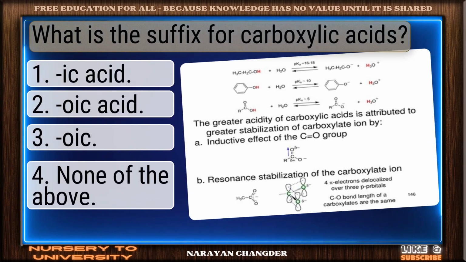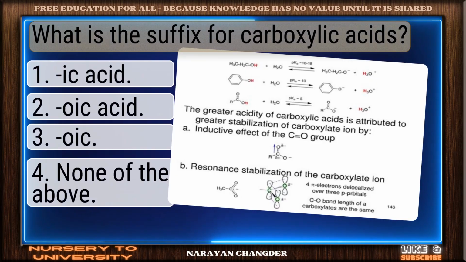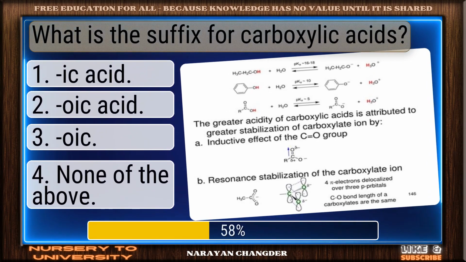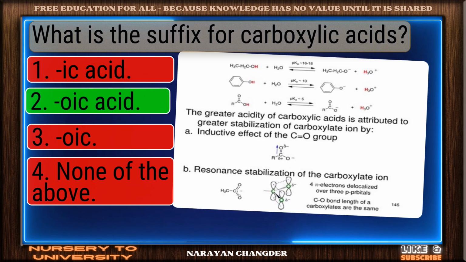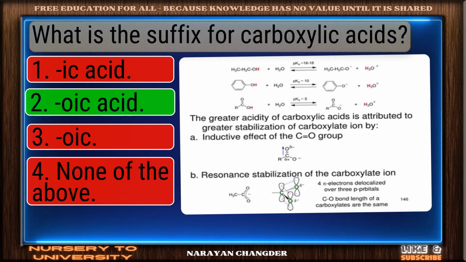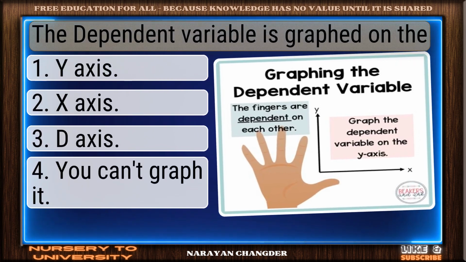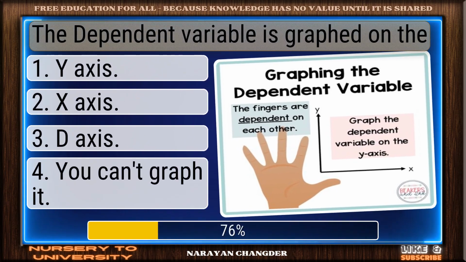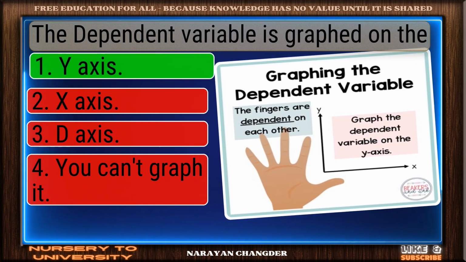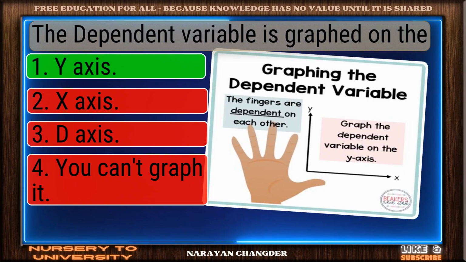Question number 3. What is the suffix for carboxylic acids? Well picked. Oic acid is the correct answer. Question number 4. The dependent variable is graphed on the... Nicely done. Y-axis is a solid answer.